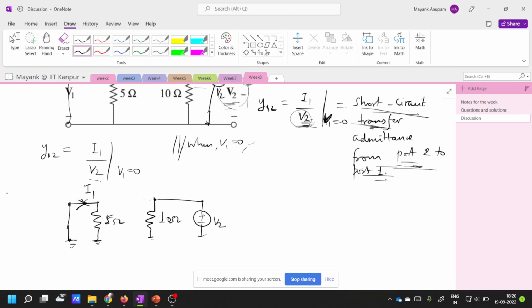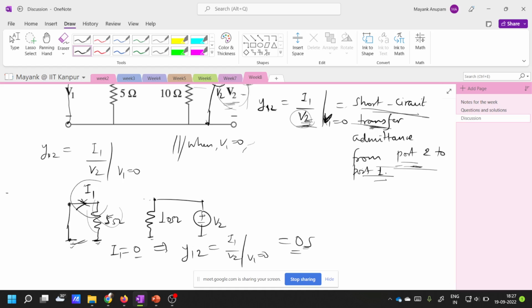So you see that clearly there can be no current flowing through this, because there is no excitation given in this part of the circuit. So I1 is equal to 0. That implies Y12, which is I1 by V2 when V1 is equal to 0, also has to be equal to 0 Siemens. So the answer in this case is 0.